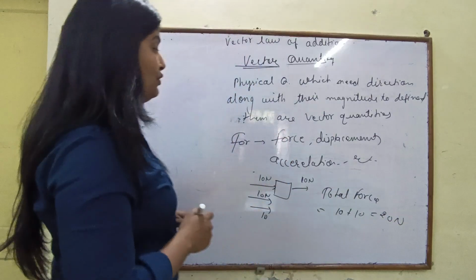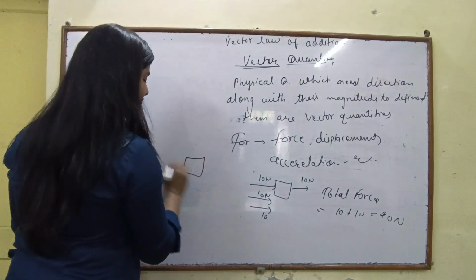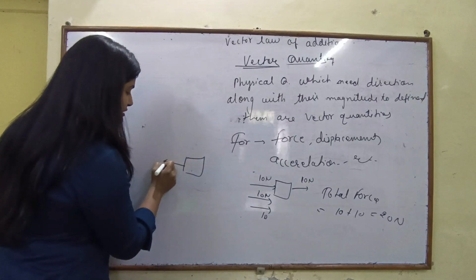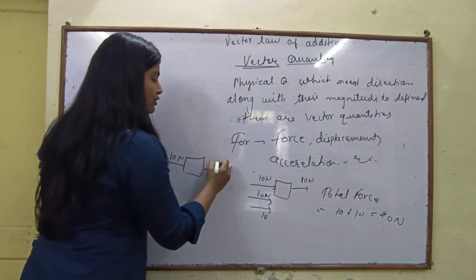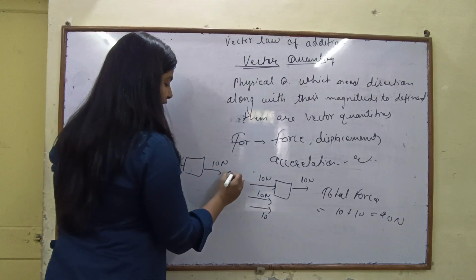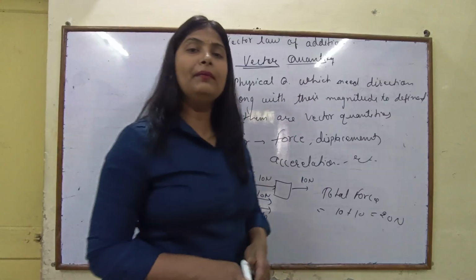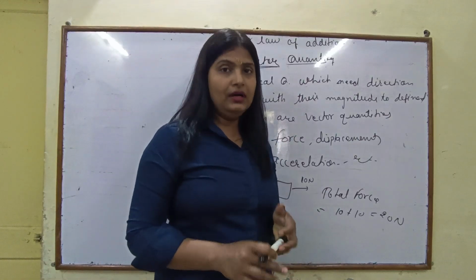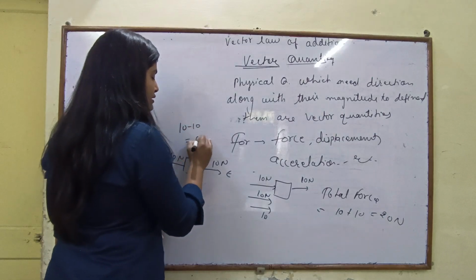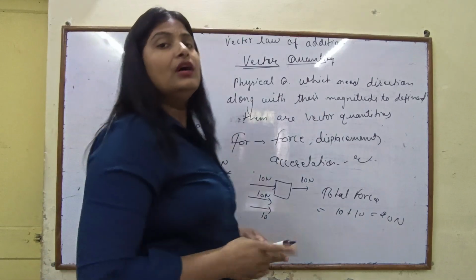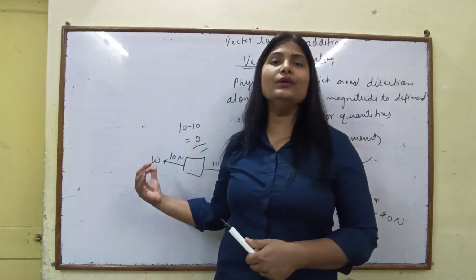But if one force of 10 Newton is applied in the west direction and a 10 Newton force is applied in the east direction, then the total amount of force will be 10 minus 10 equals 0. So the net force or resultant force will be 0 here.